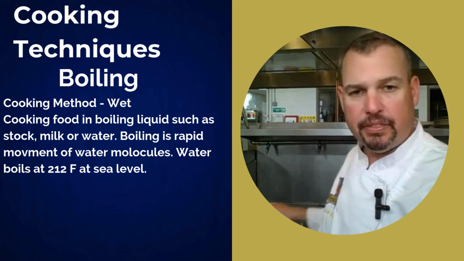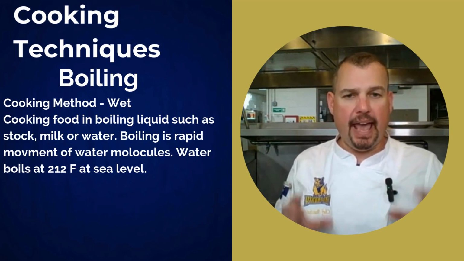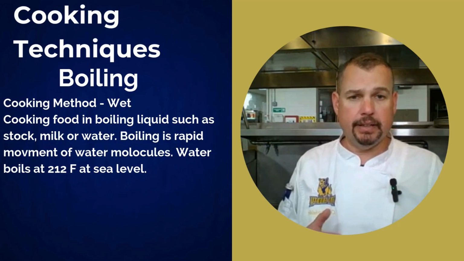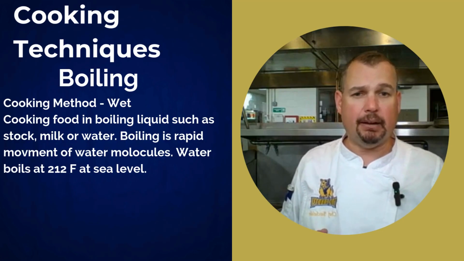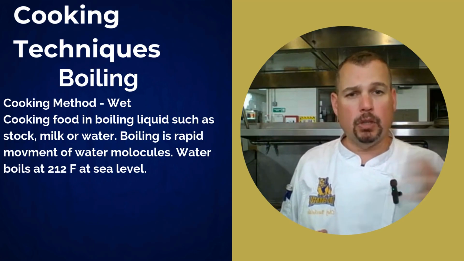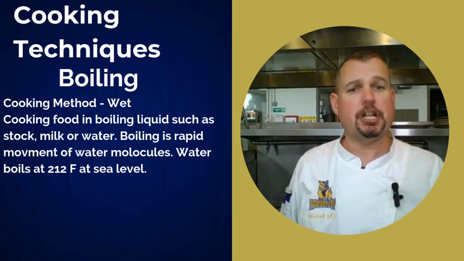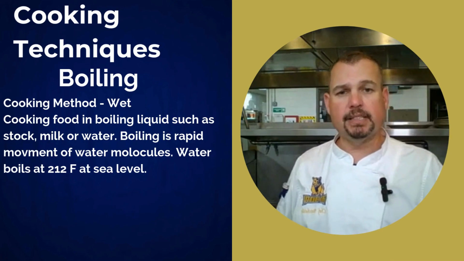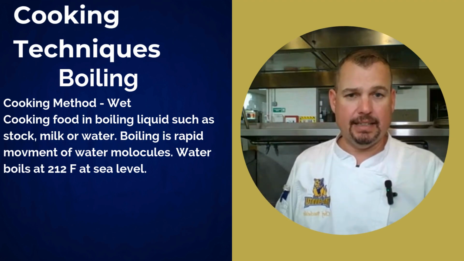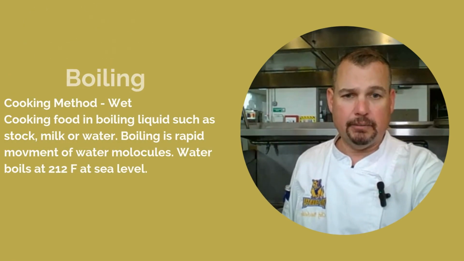So we boil things that can handle heavy, rapid movement, such as a quick vegetable. We could boil peas in that hot water, and then we might pull them out, throw them into some ice water, and shock them cold, so it stops the cooking process. Boiling is fast and hot. Again, it's a wet cooking method.